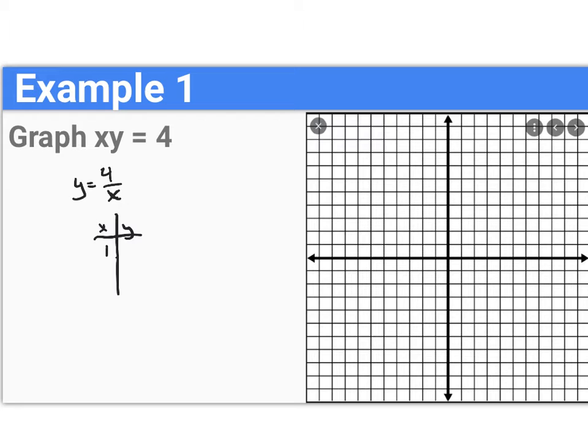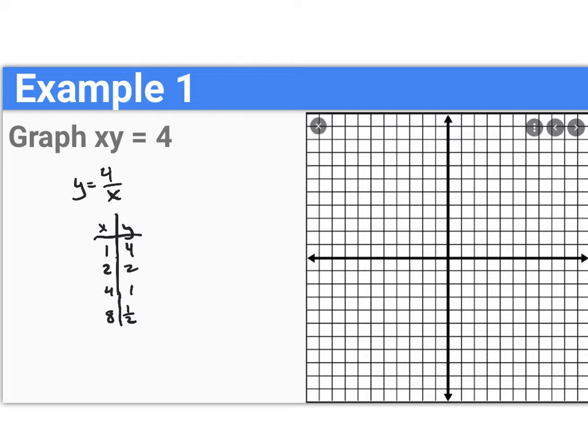When x is 1, y is 4. When x is 2, y is 2. 3 is nothing. 4 is 1. And then we start getting the fractional parts. 5 is 4/5. 6 is 4/6. 8 is 4/8, make a half. All right, so that's what's going on.